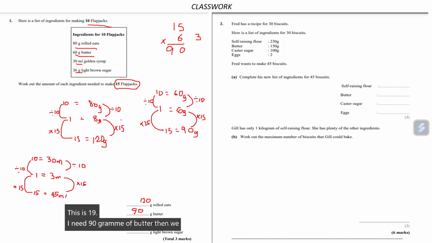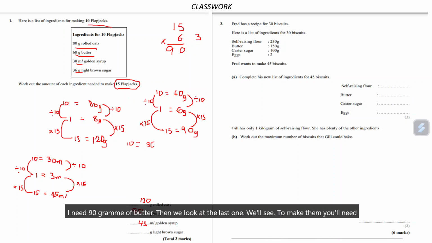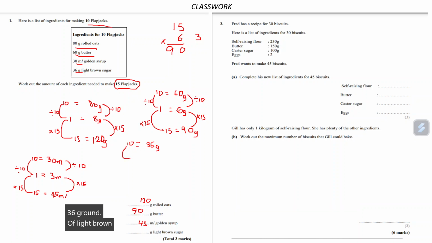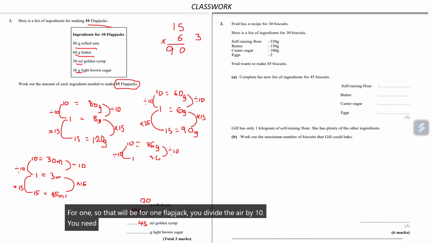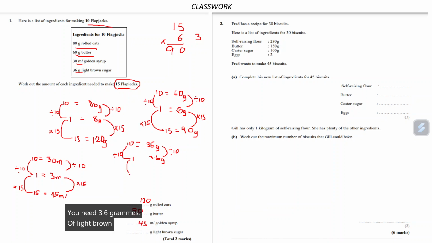Then we look at the last one. We'll say to make 10, you will need 36 gram of light brown sugar. So to do that, you first of all find for one, so that will be for 1 flapjack, you divide here by 10. You will need 3.6 gram of light brown sugar. You don't stop here as usual.